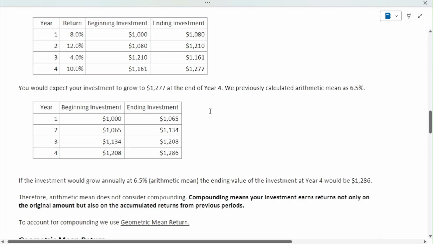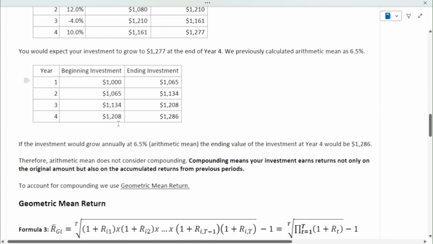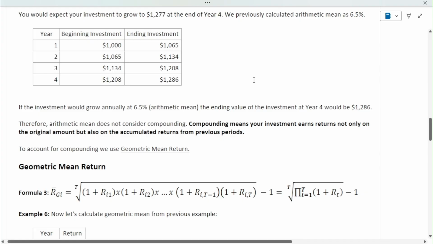So by following these returns, we expect the investment to grow to $1,277 at the end of year 4. However, if we use the arithmetic mean as we have calculated previously, 6.5%, we end up with a different number. Here you can see we multiply the beginning investment value each year by 6.5% and end up with $1,286 at the end of year 4, which is different from the number that we calculated using the actual returns. Arithmetic mean here does not consider compounding.